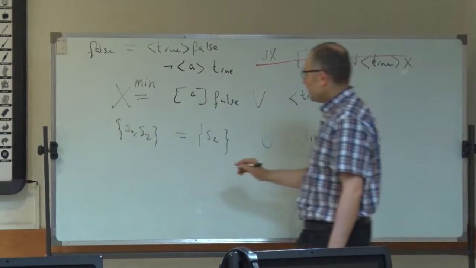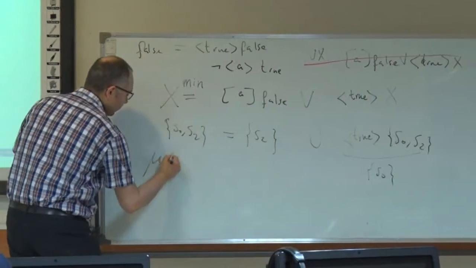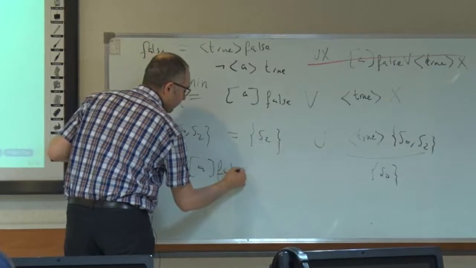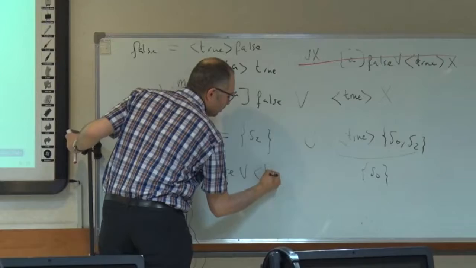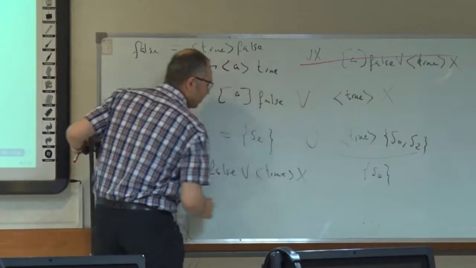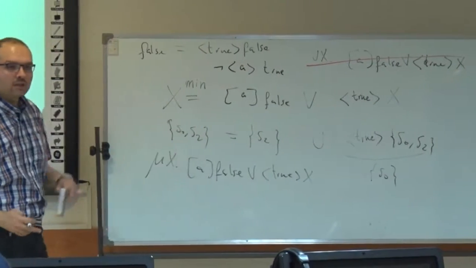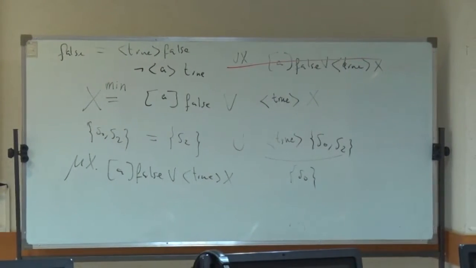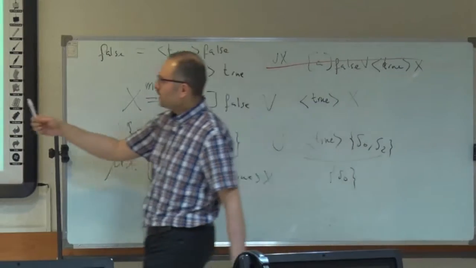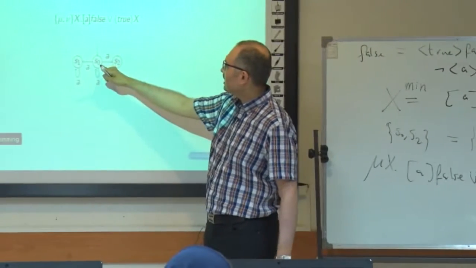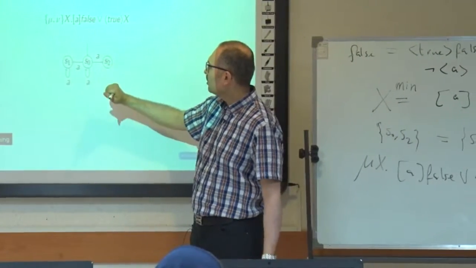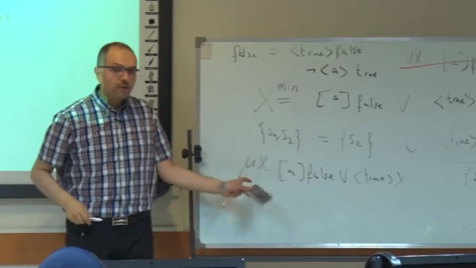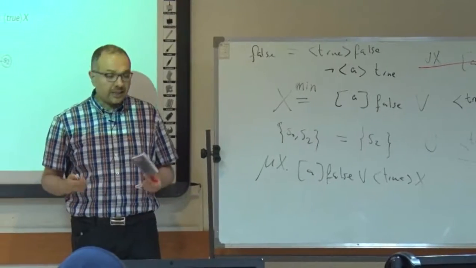So I calculated the semantics of new x, A false, or true x, right? And this turns out to be S0 and S2. Does that satisfy our intuition? It does, right? We were seeking states from which I could do something and end up in a state that cannot do any A, namely S2. And those are namely S0 and S2. So minimal fixed point is what we are seeking here.